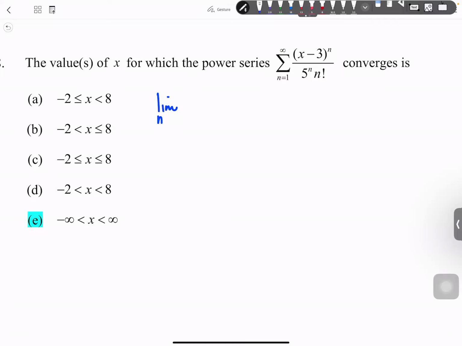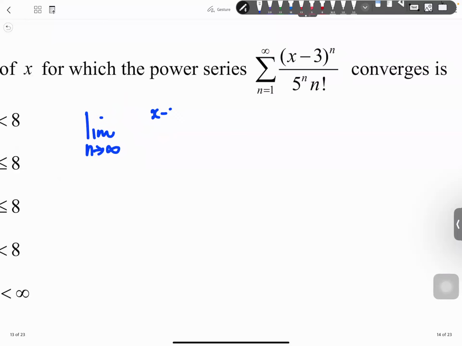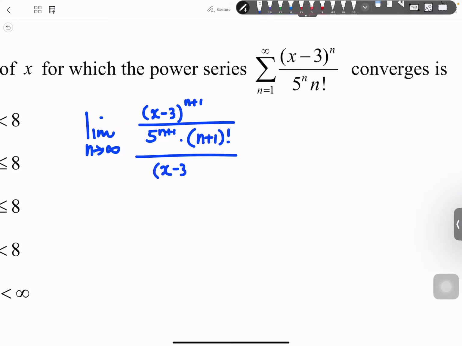So if that is the case, the limit as n goes to infinity of a sub n plus 1 over a sub n must be less than 1, right? So if I set that up, I will have (x minus 3) to the power n plus 1 divided by 5 to the power n plus 1 times (n plus 1) factorial, all of that over (x minus 3) to the power n over 5 to the power n times n factorial. And this is an absolute value.